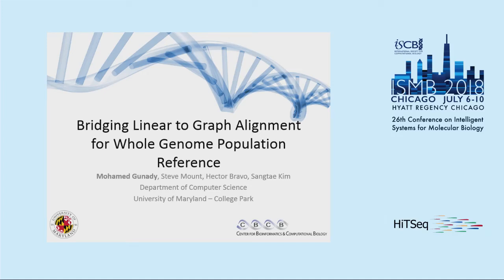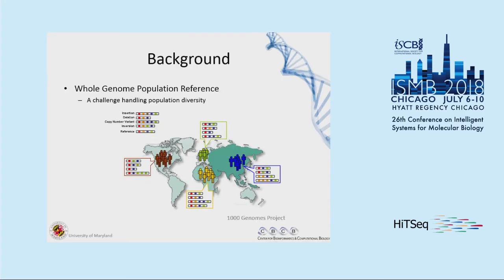So today I'm going to talk about the approach that we use to try to bridge the gap between linear aligners and graph aligners in the area of whole genome sequencing, when we are trying to solve the problem of building a population reference. So, very quick background. In whole genome sequencing, the basic task that almost all pipelines need to do is to find a population reference, or just a reference, to do the alignment over.